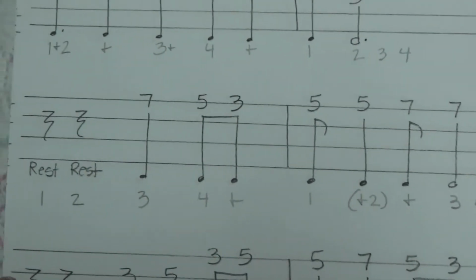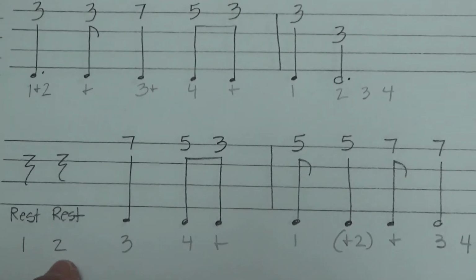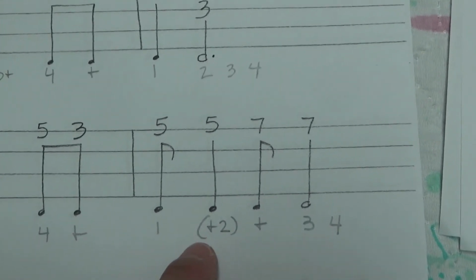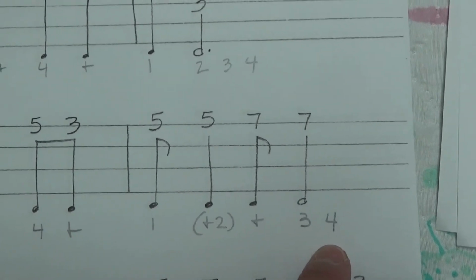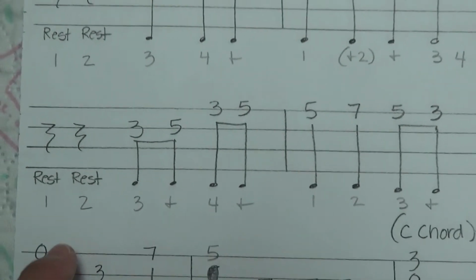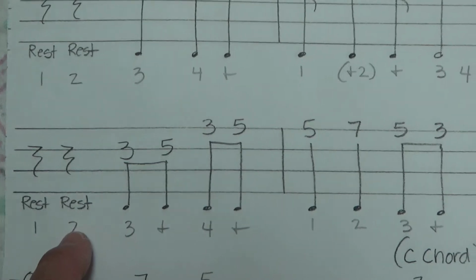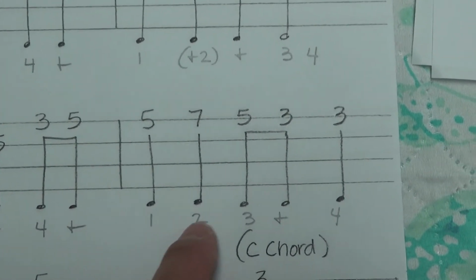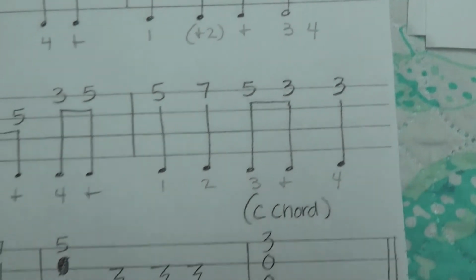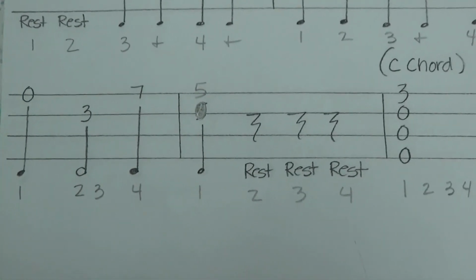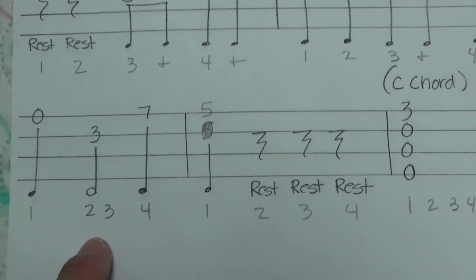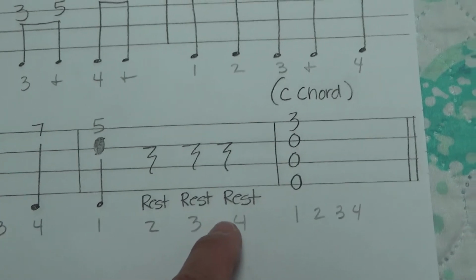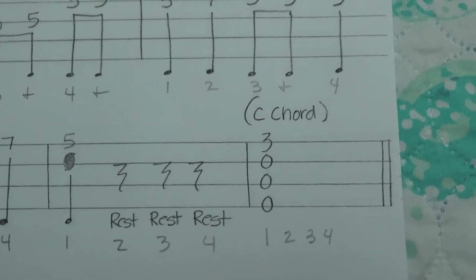Then the next line, 2 rests. So rest, rest, 3, 4 and. Then the next bar, 1 and 2 and 3, 4. Then the third line is counted rest, rest, 3 and 4 and 1, 2, 3 and 4. Then the last line is 1, 2, 3, 4, 1, rest, rest, rest, and then you do your C chord.